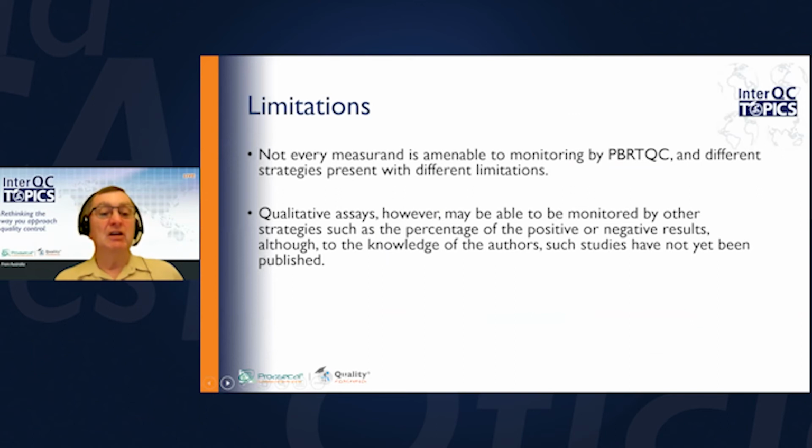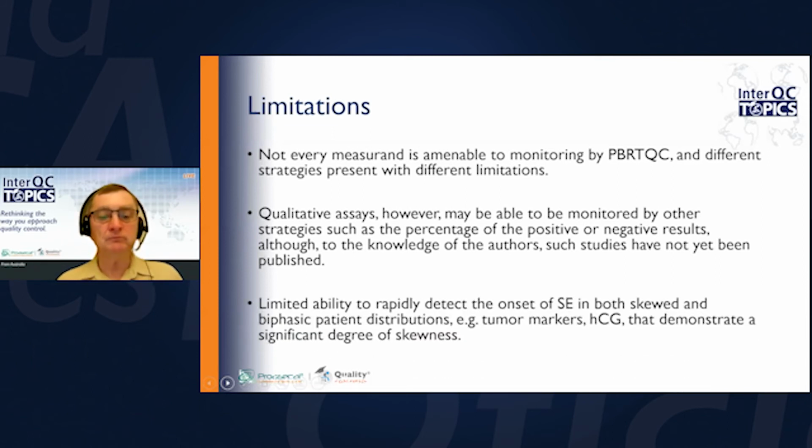There are limitations though, and not every measurand is amenable to monitoring by this. So you need different strategies, and some of those may be that you measure, as I said, the percentage abnormals above or below the reference interval, or the percentage that are around or above a cutoff, as is used with the PSA. So that's what I've mentioned. And if you've only got very small run sizes, you're not going to have enough samples to be able to get useful data. Its greatest value is where you don't have a large number of abnormal results, such as in some tumor markers where there's a significant degree of skewness.